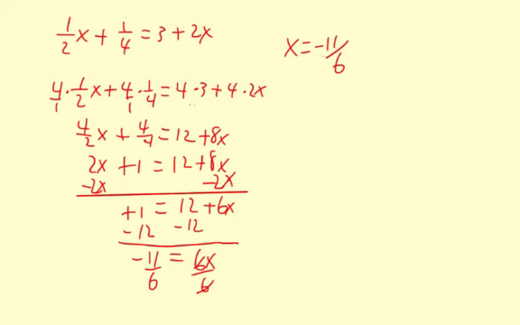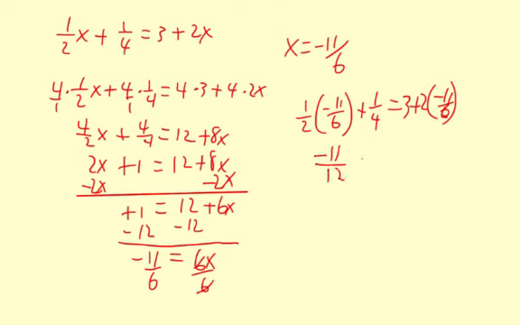So then finally we want to check the answer real quick. So 1/2 times negative 11/6. And I'm using parentheses this time because I have a negative sign. I want to make sure I group that together correctly. Plus 1/4 equals 3 plus 2 times negative 11/6. So here we go. 1 times negative 11 is negative 11, then divided by 12, plus 1/4 equals 3 plus 2 times negative 11, that'd be negative 22 over 6.